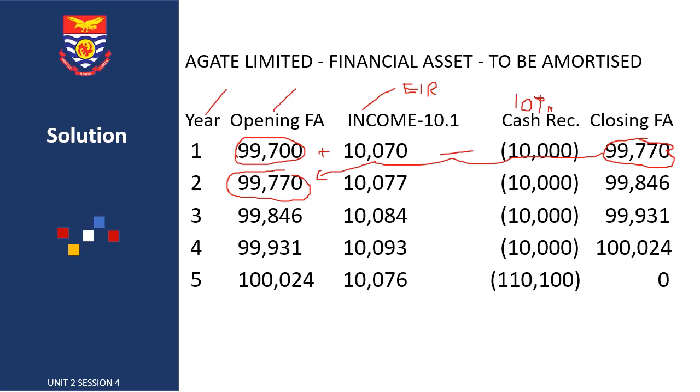Then you continue the cycle. You calculate 10.10% on the opening balance for the second year. You get your figure. However, the coupon amount is still the same. So you do opening plus the income or the interest minus the coupon amount, you get your closing balance. The closing balance for the second year becomes the opening balance for the third year. Then the cycle continues. So you get to the last year.